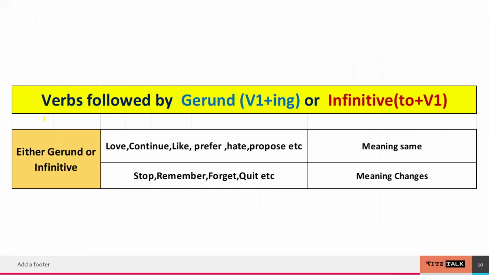So here are some examples. Verbs followed by gerund or infinitive. So these are the words where the meaning stays the same. Like love. Yes, sir. Continue. Like. So he likes to dance will work and he likes dancing will also work. Both are correct, and the meaning is also the same. So I prefer to eat or I prefer eating. Both are correct. I hate dancing. I hate to dance. Oh my God, this is also correct. A language which is very unscientific, that is English.